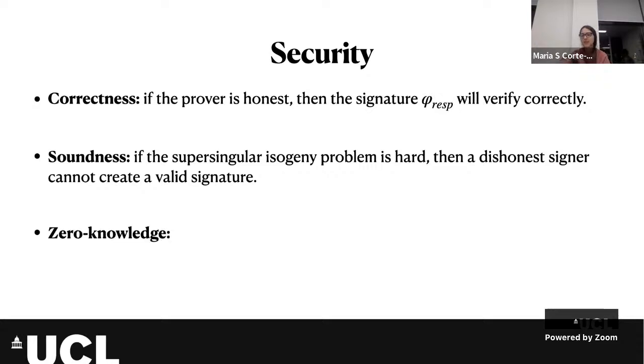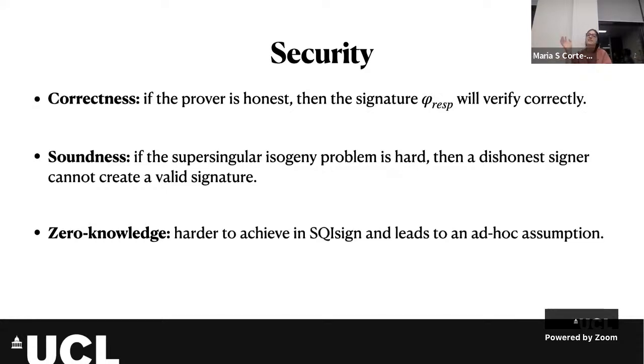And the last thing that can happen is that your verifier is dishonest. And in that case, you don't want them to be able to get any extra or any secret information from your signature. So you don't want your signature to leak secret information. And this is the part that's harder to achieve in SQIsign, and it leads to this ad hoc assumption. So I'll briefly explain why that's the case.